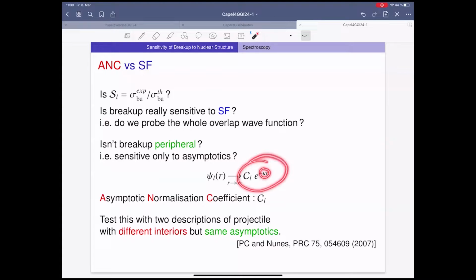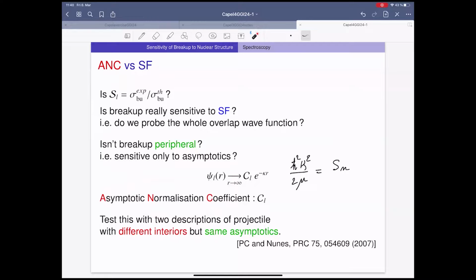Depending on this kappa, which is directly related to the one neutron separation energy, since we have a loosely bound system, kappa will be small. This will decay very slowly. So about 50% of the wave function will basically be in that tail. The question is, aren't you just sensitive to the tail? And so aren't you just measuring the asymptotic normalization coefficient, this coefficient here that gives the normalization of the wave function at large distances? That's the question. How do you do that?